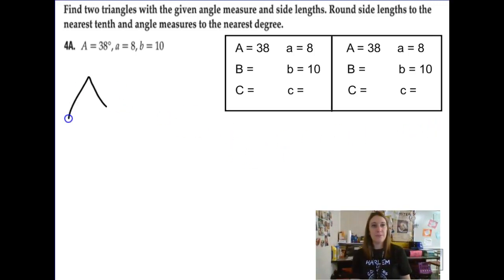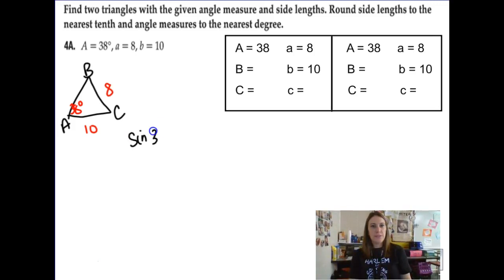So this is why I claim it's not worth us using that testing thing to figure out if we have the ambiguous case or not. All right, angle A is 38 degrees, A is 8, and B is 10. So again, side-side-angle. Let's set up law of sines.